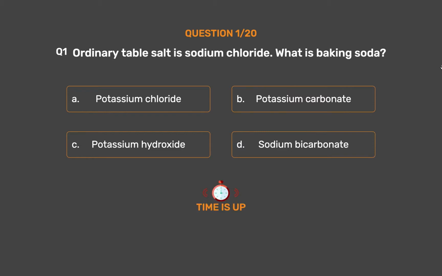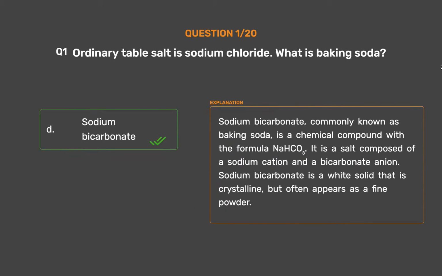The correct answer is Option D. Sodium bicarbonate. Sodium bicarbonate, commonly known as baking soda, is a chemical compound with the formula NaHCO3. It is a salt composed of a sodium cation and a bicarbonate anion. Sodium bicarbonate is a white solid that is crystalline, but often appears as a fine powder.